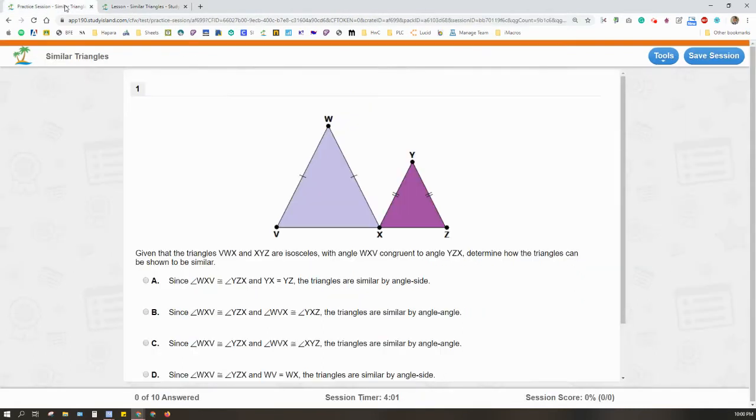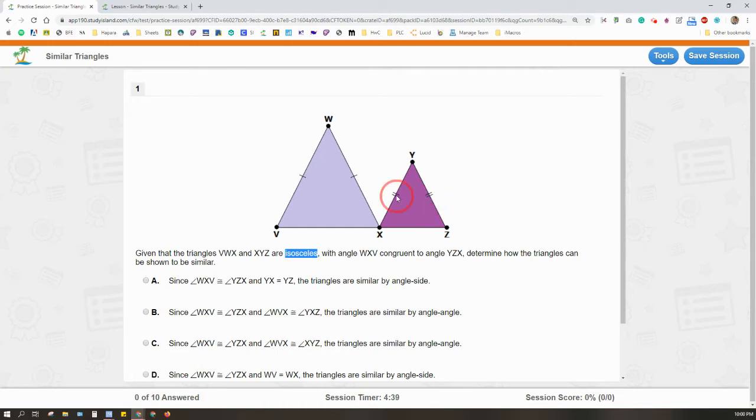Let's go into the very first problem. It says, given that VWX and XYZ are isosceles. Please remember that isosceles means that it has at least two congruent sides. And that's what these little tick marks mean. This little tick mark on the side WV and this little tick mark on the side WX indicate that WV and WX are congruent. They're the same length. Then the double tick mark and this double tick mark are there to indicate that this side, XY, and this side, YZ, are congruent, that they match up.